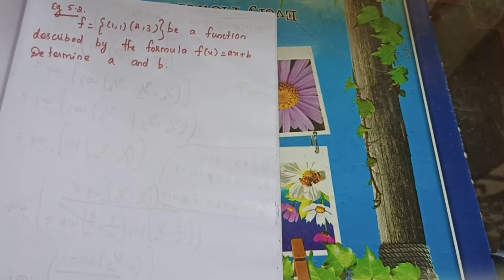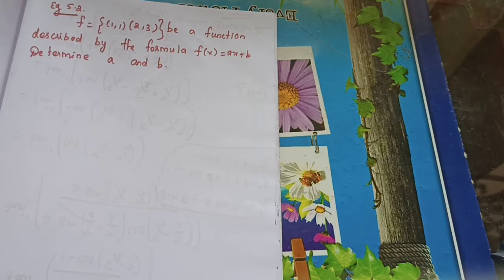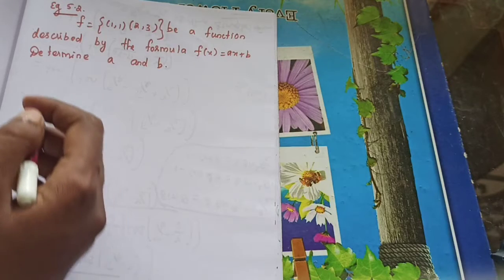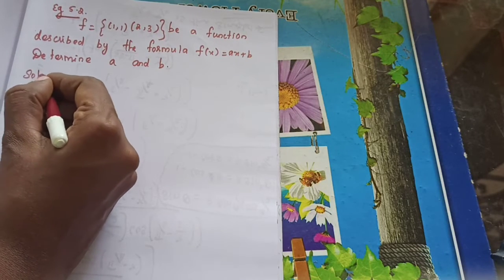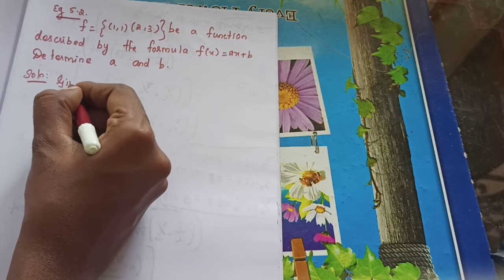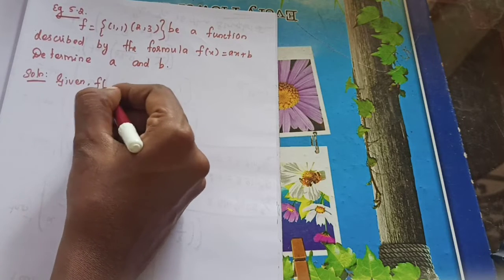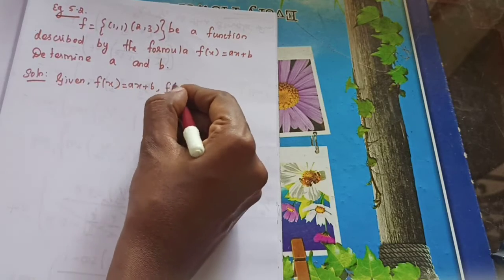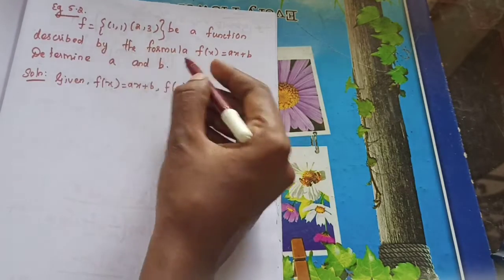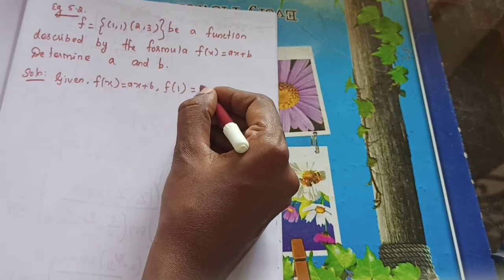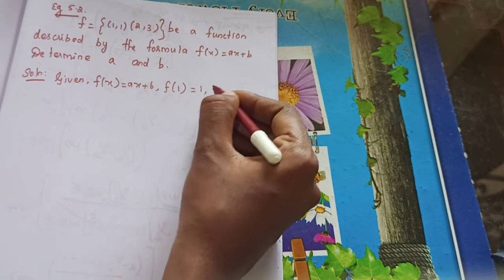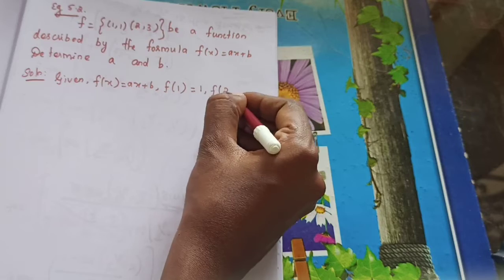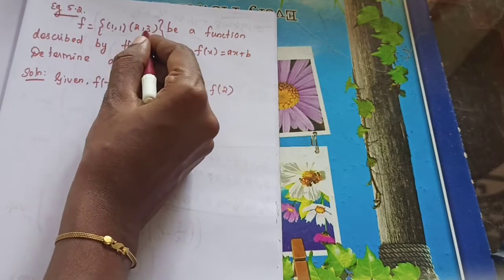If f equal to (1, 1), (2, 3) be a function described by a formula f of x equal to ax plus b, determine a and b. Okay, so what is given? f of x is equal to ax plus b. So what's the value for f of 1? So f of 1, find out. So what is there? 1, is it right? Then what about f of 2? It is given, is it right? f of 1 is 1, f of 2 is 3.